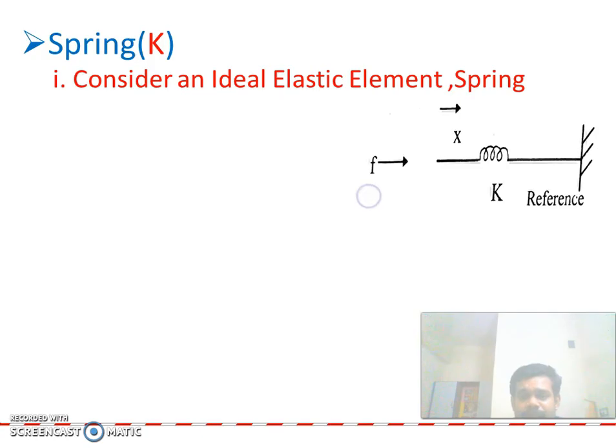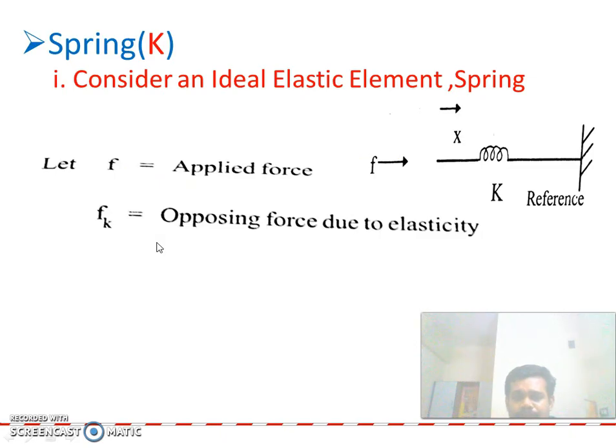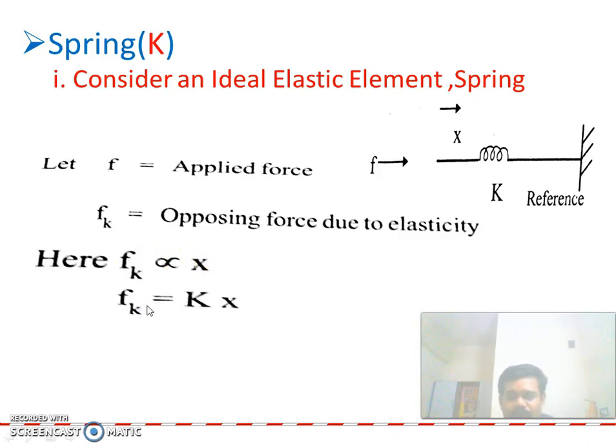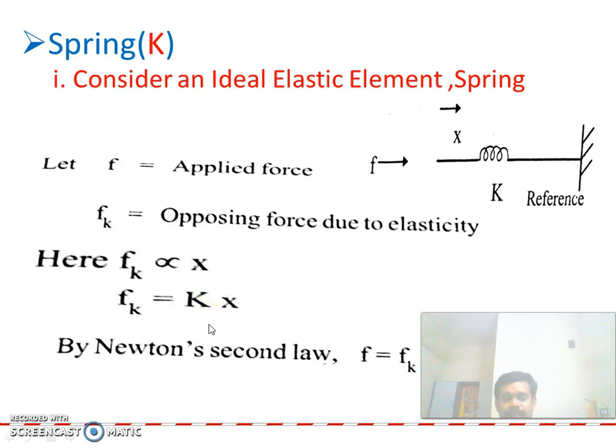Now we are going to see the spring. In this element, one side is fixed, and on the other side we are putting a force F. F is the applied force, and the opposing force F_k is proportional to the displacement. So F_k is proportional to x. Removing the proportionality sign, F_k is equal to capital K into x. By Newton's second law, applied force is equal to opposing force.